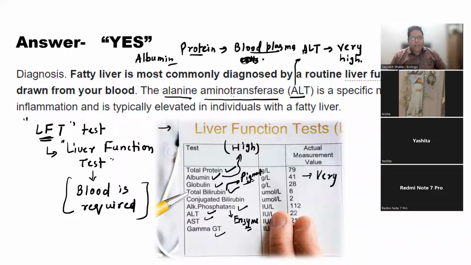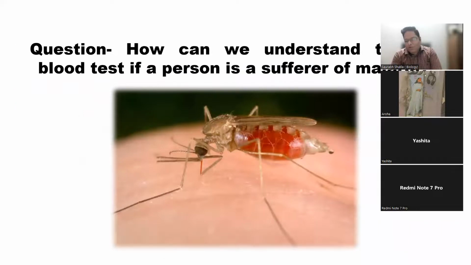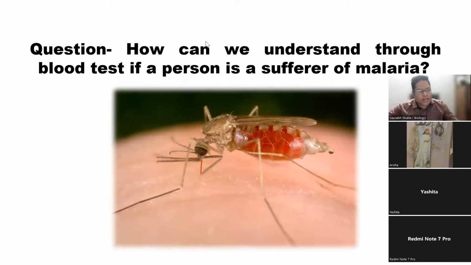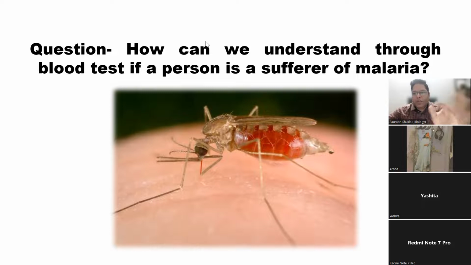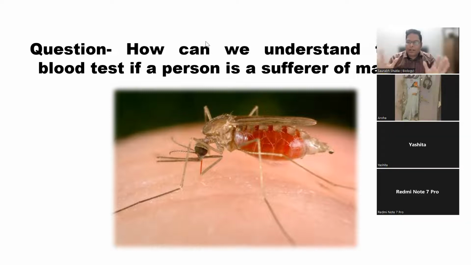Okay, now be ready for this next situation, the next case study related to the blood test report. There is one question, one task I am giving to you. You have simply 2 minutes, right? You have 2 minutes to answer. Question is, how can we understand through a blood test if a person is a sufferer of malaria? You have 2 minutes, think and answer.